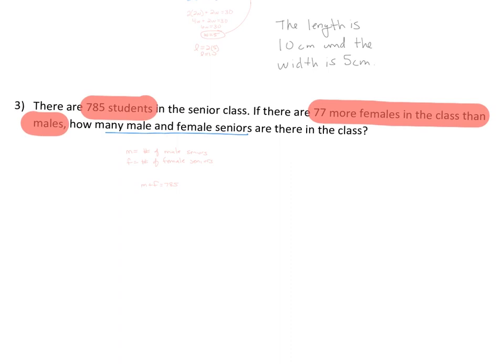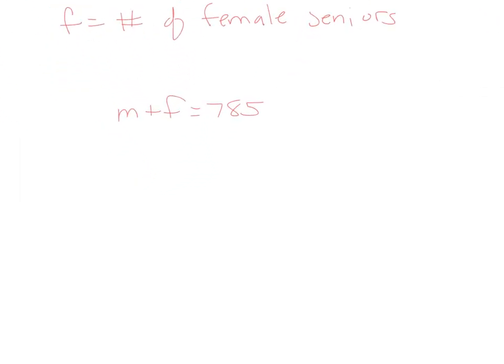There are 77 more females in the class than males. So how I kind of like to think of this is, if we know that we have a total of 785 students, that's our total, so we added them up. If there's 77 more of something, that means when we subtract, we should get 77. The only thing we got to be careful about is subtraction. Order is important. We got to put the biggest amount of people out first. So we got to think, do we have more females or more males? Well, it says there's 77 more females. So when I'm writing my equation here, I'm going to have females minus the males, because there's more females. And when I do that, I get 77 left over.